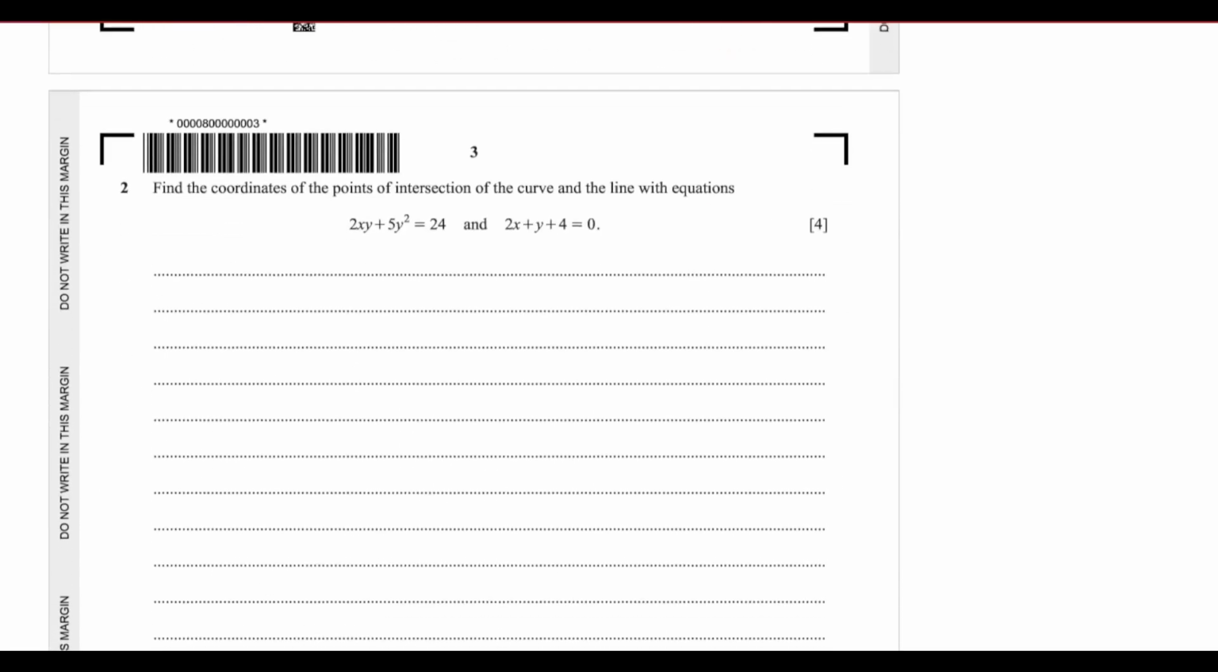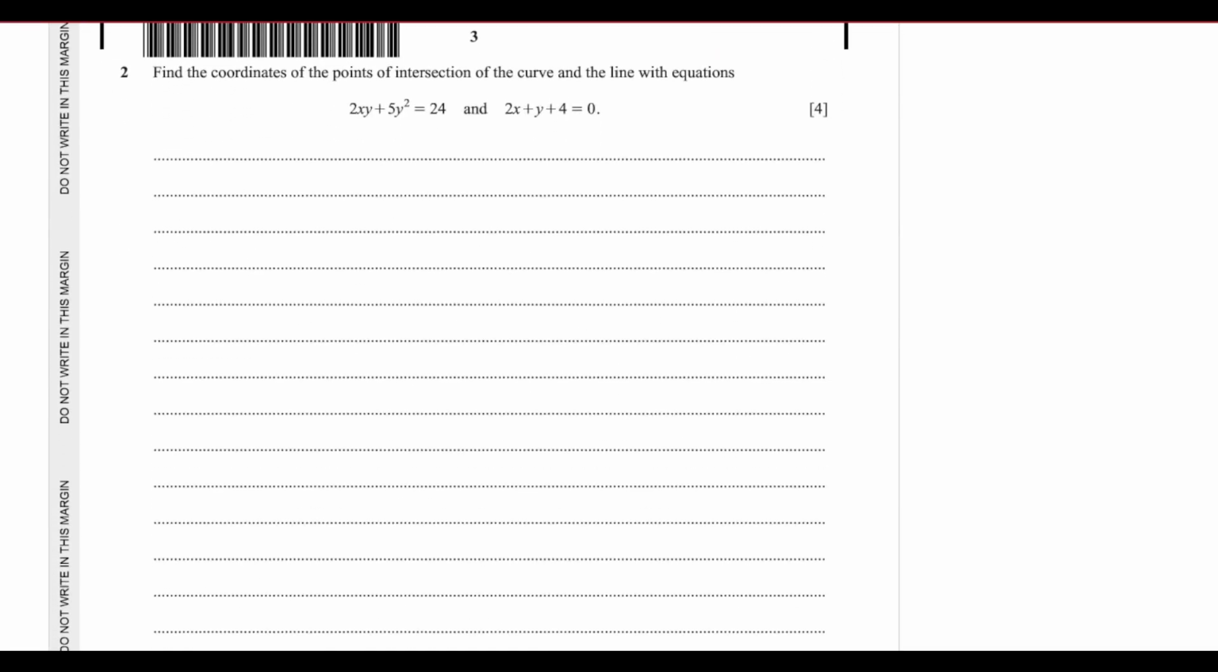Okay, let's do question 2. Question 2 is on chapter 1 in your book. We need to find the coordinates of the points of intersection of the curve and the line with equations, that first one and then the second one. The first one appears to be quadratic, kind of, and the second one is linear. One important thing over here is they say points. So our answer in the end needs to be 2 points.